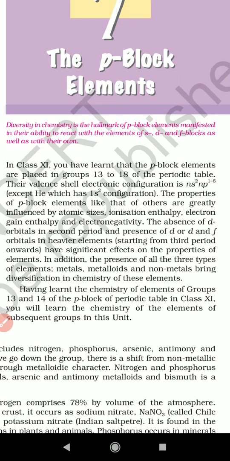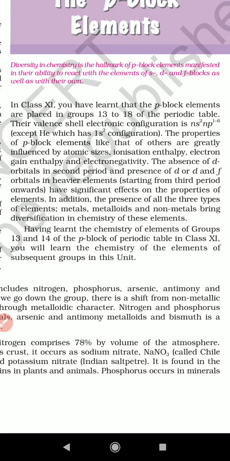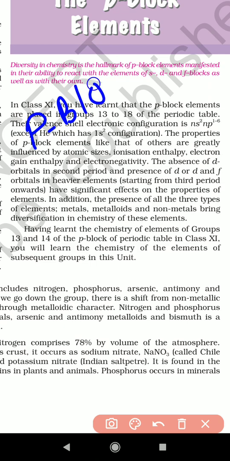So let us see the general introduction given for these P block elements. First of all, how do you define P block elements? The last outermost electrons enter into the p orbital. The elements in which the last outermost electrons enter into the p orbital are called P block elements.